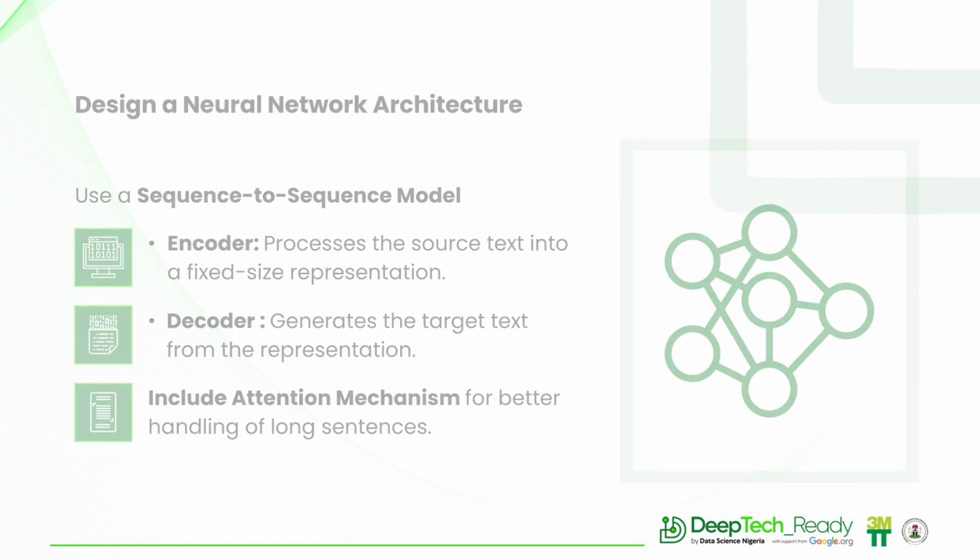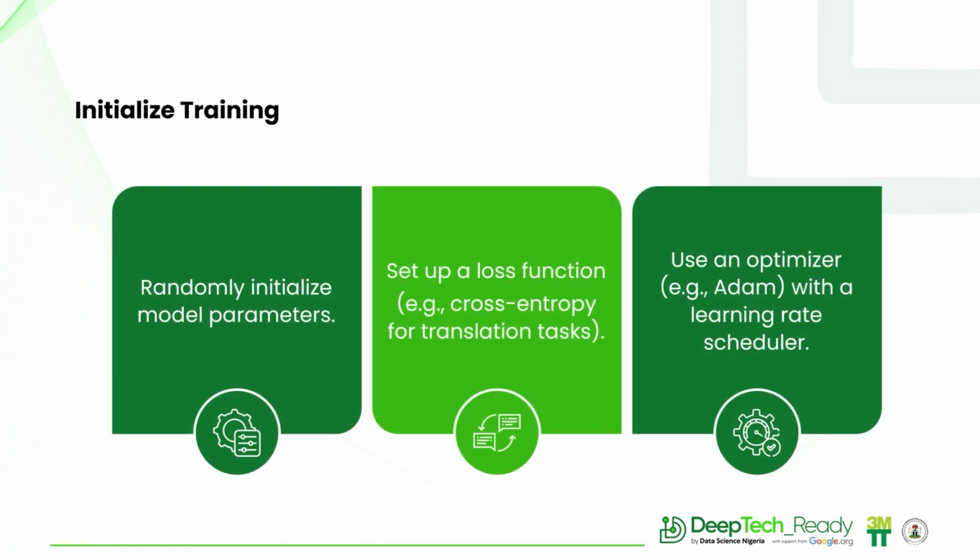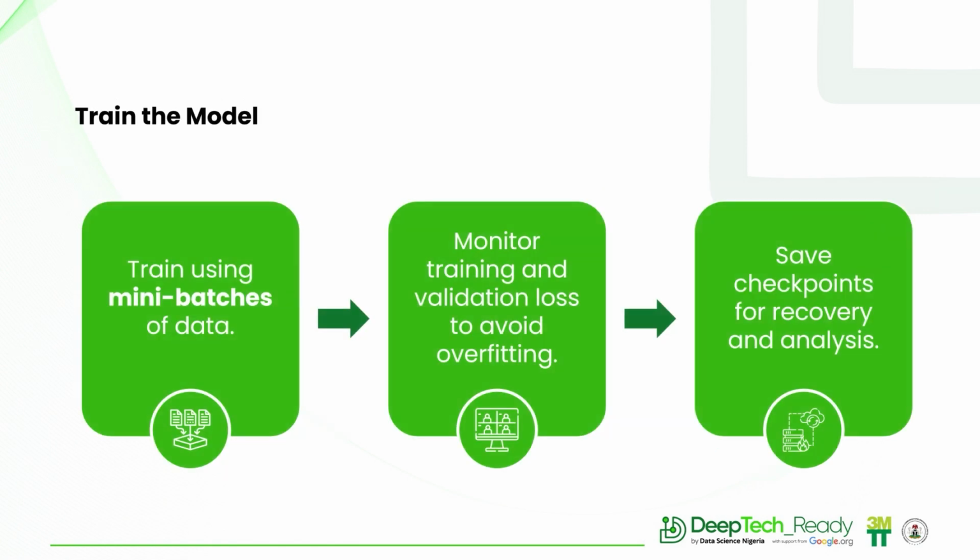Now that we have our model architecture in place, it is time to initialize the training process. Firstly, we randomly initialize model parameters. We then set up a loss function and then use an optimizer with a learning rate scheduler. With everything set up, we can now begin training the model. To do this, we use mini batches of data.